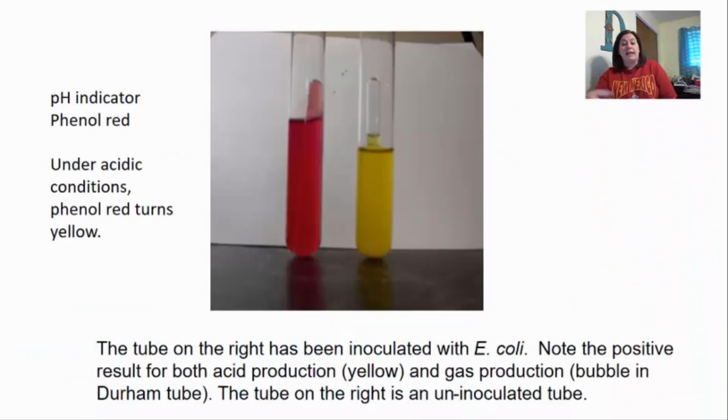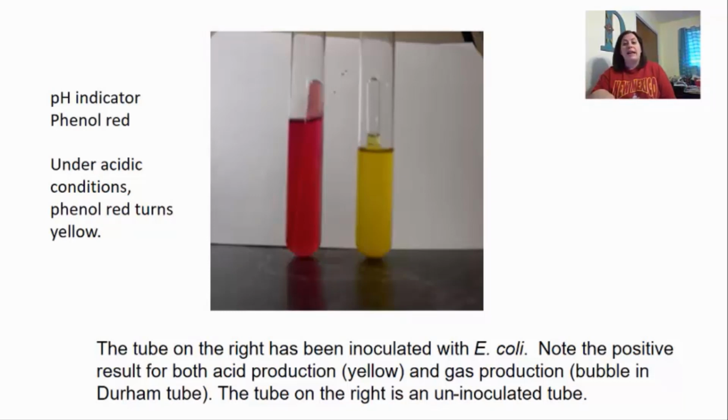So how do we do this? A lot of times we end up doing this through some sort of pH indicator. In this case, they're going to use phenol red. It starts out as being red, but under acidic conditions, let's just say that they've made an acid through this process, it turns phenol red from being red to yellow.